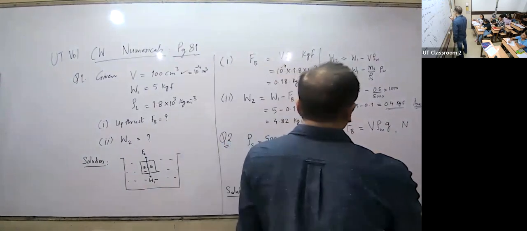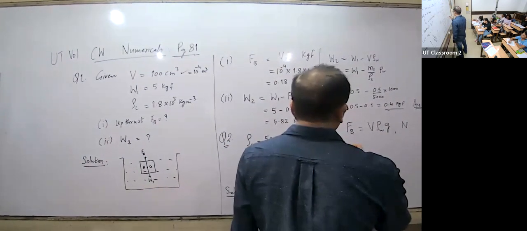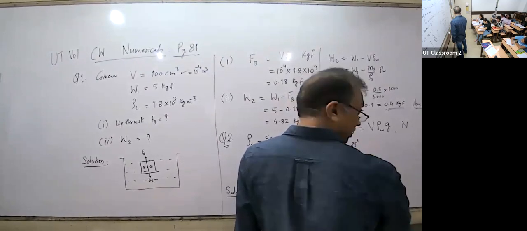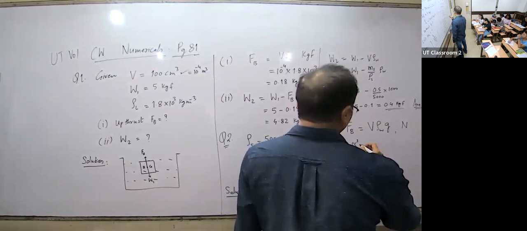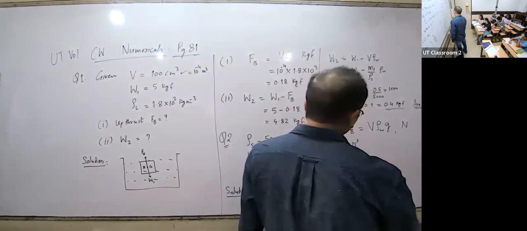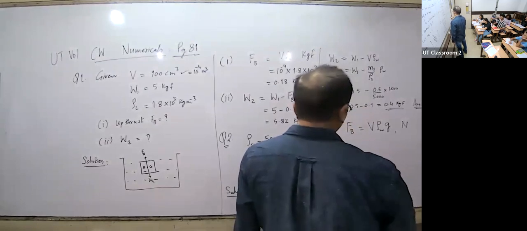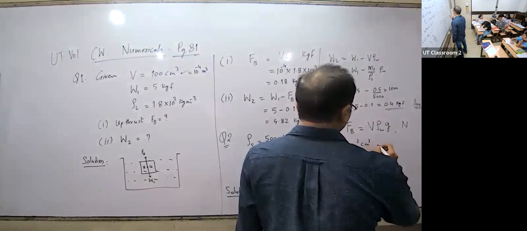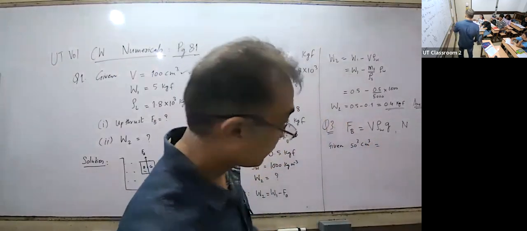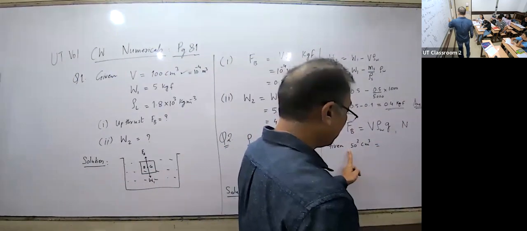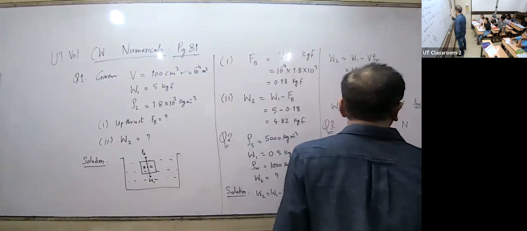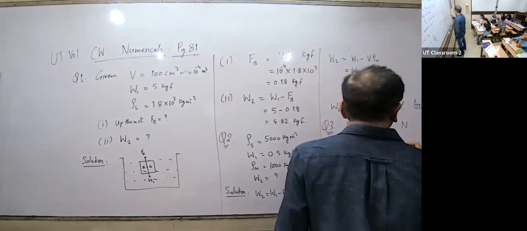So what is the volume? Volume is given to you. It is 25 into 25 into 25, right? It's 50, so it will be 50 cube. So in SI, what will it be? 50 centimeter will become 0.5 meter. So this will be 0.5 cube, meter cube. Okay?